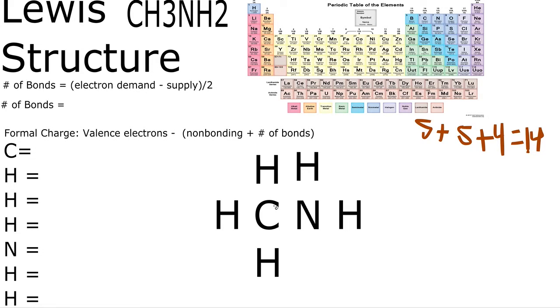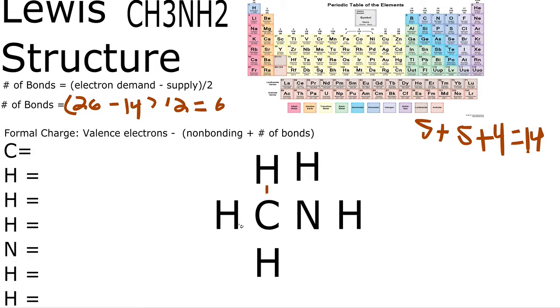So 8 plus 8 is 16. Then we would do 16 plus 2 plus 2 plus 2 plus 2 plus 2. That'd take a while to write out, so I'll just tell you it's 26. We'll subtract that from our supply, which is 14. So that would give us 12, and 12 divided by 2 gives us 6. So we should have 6 bonds.